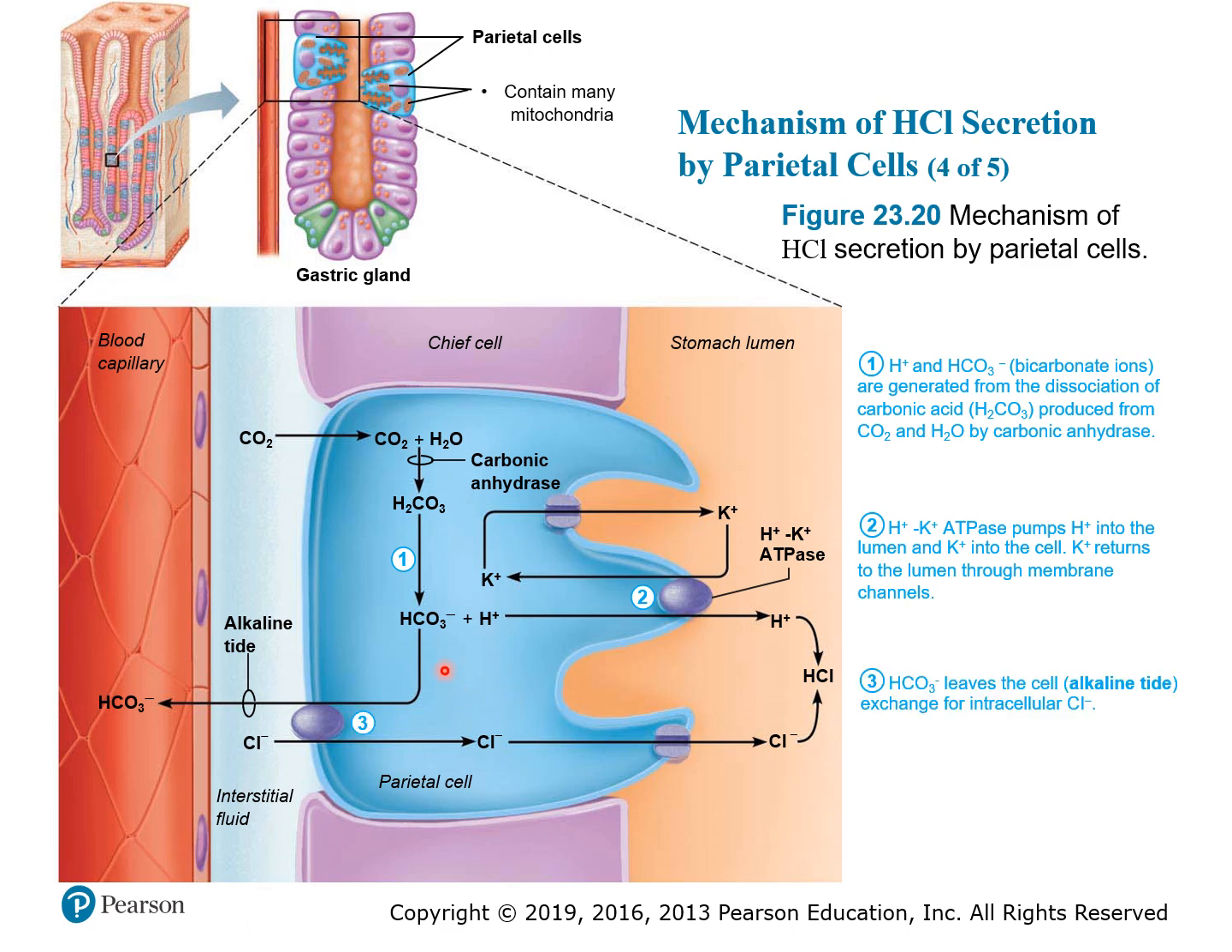And then in step 3, this bicarbonate leaves the cell, and a chloride comes in. So this is known as alkaline tide. This bicarbonate goes into the blood, and the chloride diffuses through the membrane and through the channel into the lumen of the stomach. So this is how HCl is made by the parietal cell. And this blood, if it is coming down from here, by the time it leaves the stomach, it is very alkaline. This is known as alkaline tide.